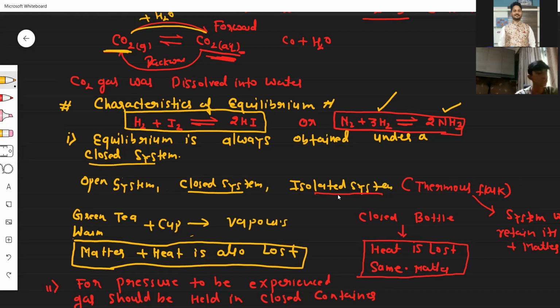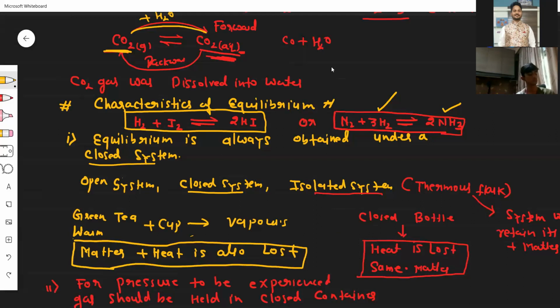But how is this a characteristic? Can you repeat? How is it a characteristic of equilibrium? That I don't understand. Characteristic is like, if you don't keep a closed system, equilibrium is not going to be attained. If you want to achieve equilibrium, the first and most important criterion is that the system has to be closed.